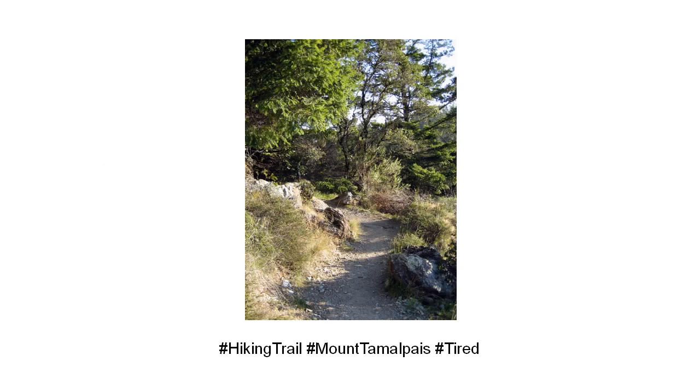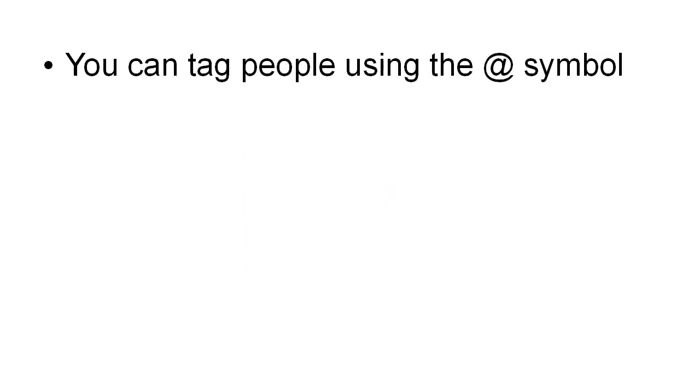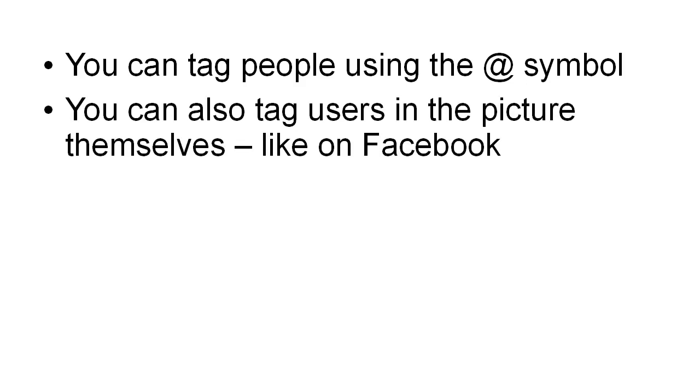And you can add tags to your photos and images. Like I was saying earlier, you can use the hashtag symbol, and it works in a similar way to hashtags on Twitter. So, for example, if you were to take this photo and upload it to Instagram, you could have the hashtag hiking trail, hashtag Mount Tamalpais, and hashtag tired. You can also tag people using the @ symbol, again, just like on Twitter. And you could also tag users in the picture themselves, like on Facebook.